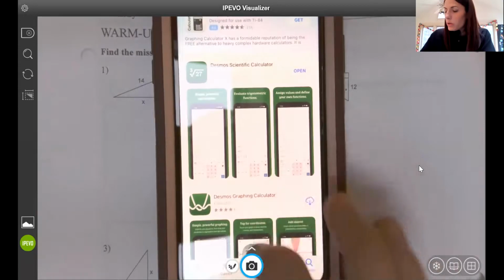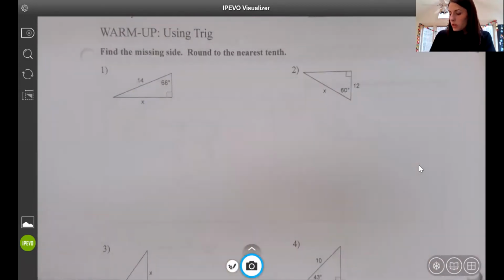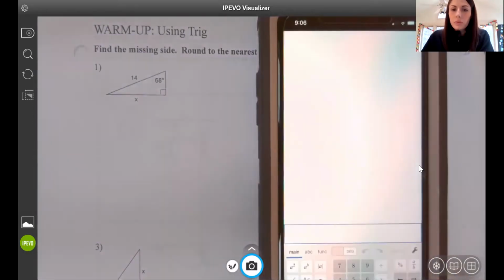I think I might use my phone because then I don't have to keep switching screens. If you can see it okay, I'll just use my phone instead.